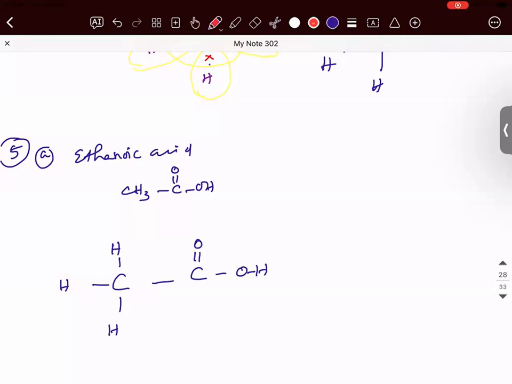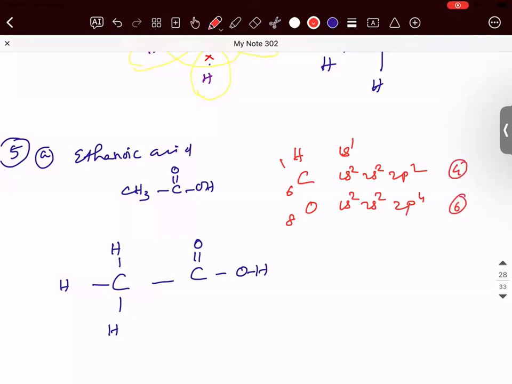Now, what is the carbon? 6. Hydrogen 1s1. Carbon 1s2 2s2 2p2. Oxygen is 8: 1s2 2s2 2p4. Actual valence electron is 6, valence electron is 4, and valence electron is 1. Valence is 1, valence is 4, valence is 2. If it is more than half filled, p orbital more than half filled, you have to remove: 8 minus 6, it gives 2, its valency.